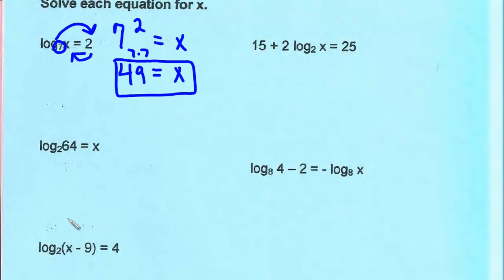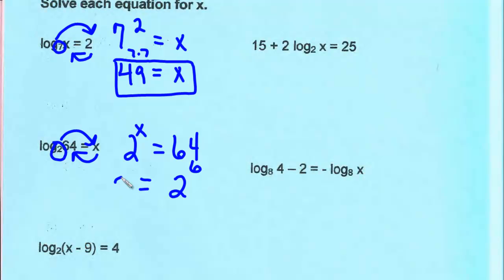Let's look at the next example. Log base 2 of 64 equals x. So 2 raised to some power x equals 64. I could do this one of two ways. I can ask myself, how many 2's are in 64? Or I could change 64 to a base 2. 64 can be rewritten as 2 to the 6th power, and that is equal to 2 to the x. So now that the bases are the same, we can set the exponents equal to each other and solve. x equals 6. There are 6 2's in 64.